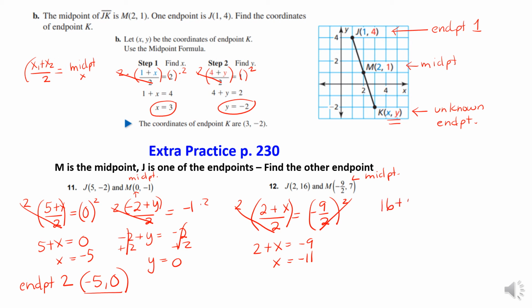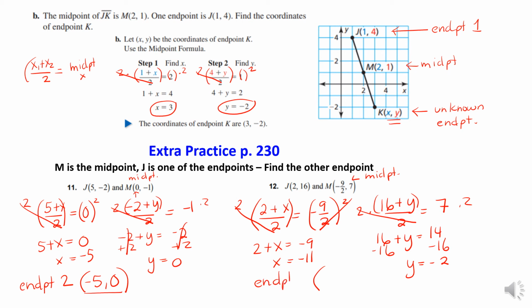16 plus our missing y divided by 2 equals our midpoint y, which is 7. Protect the numerator. Multiply both sides by 2. 16 plus y equals 14. Subtract 16 from both sides. Y equals negative 2. So our endpoint 2, our missing endpoint, is negative 11, negative 2. And that's how you get those kind of problems.